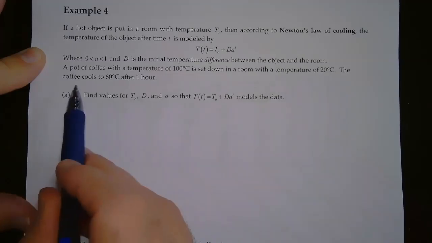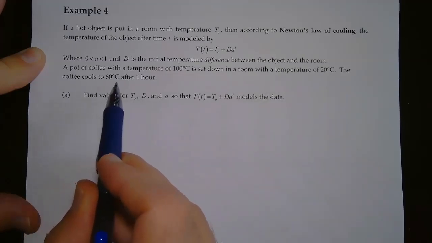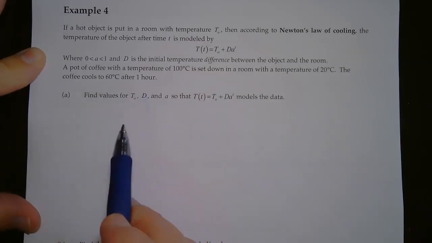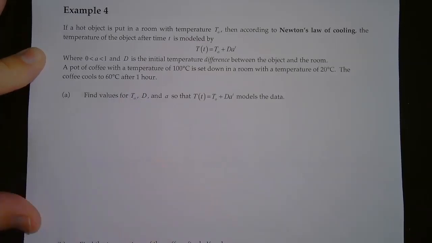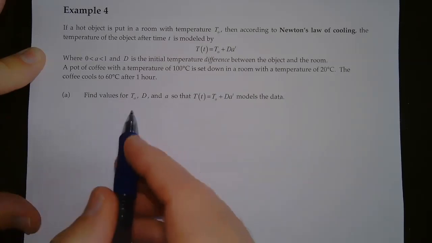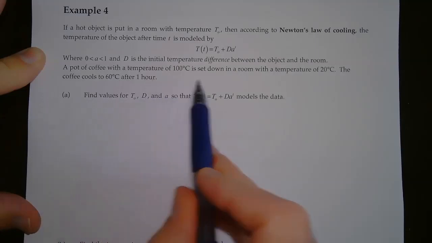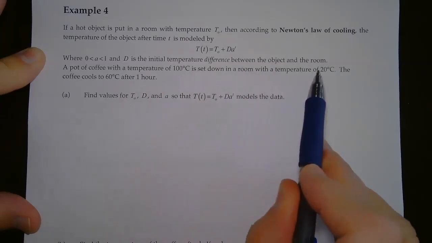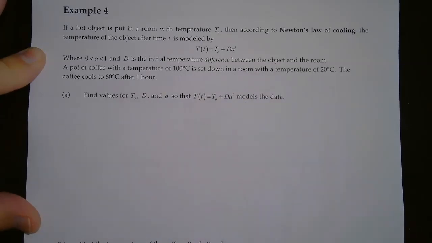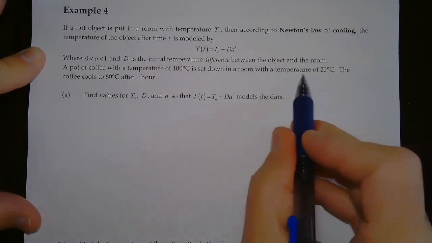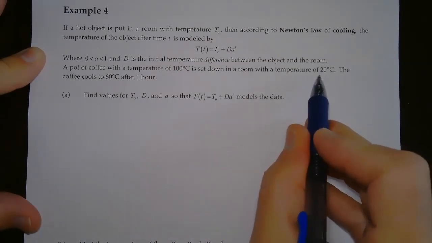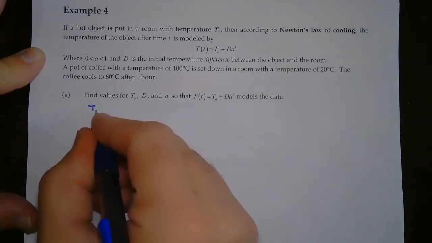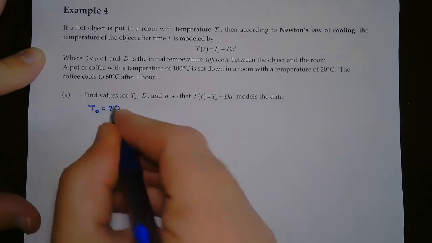We also know the coffee cools to 60 degrees Celsius after 1 hour. So that's going to tell me my time is going to be in hours. From this I know it's going to cool. The coffee starts at 100 degrees, and it's in a body that's 20 degrees Celsius. When I say body, I mean the body of air, not a human body. So this is telling me that T sub O is 20.